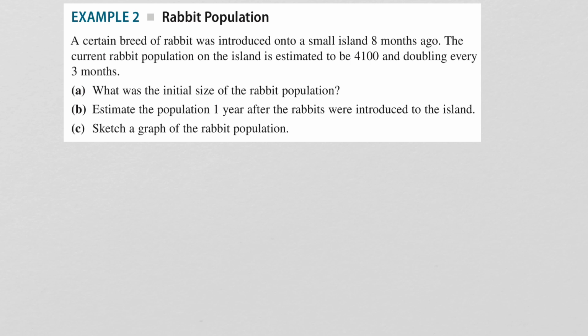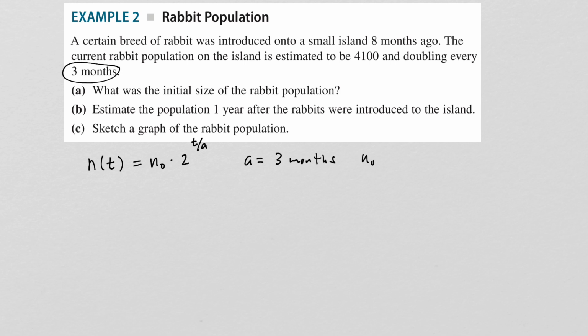In the next example, a certain breed of rabbit was introduced onto a small island 8 months ago. The current rabbit population on the island is estimated to be 4,100 and doubling every 3 months. So what was the initial size of the rabbit population? What we know is the number of rabbits in the population is equal to N naught multiplied by 2 to the t divided by a. In this case, a is equal to 3 months. That's the time to double.